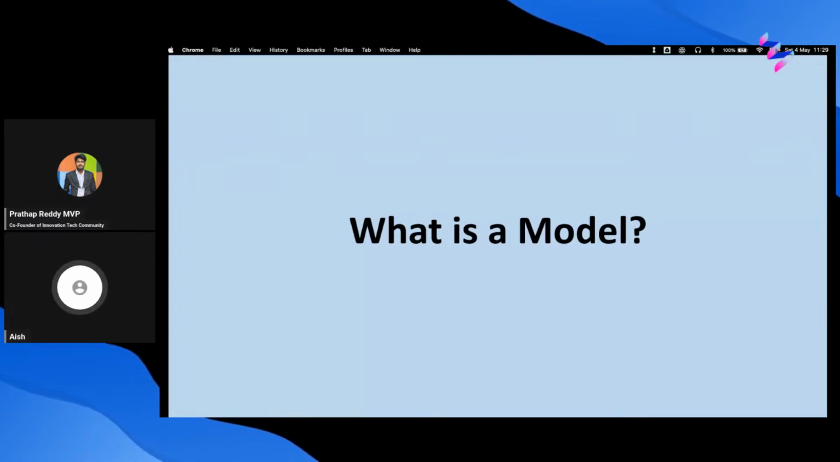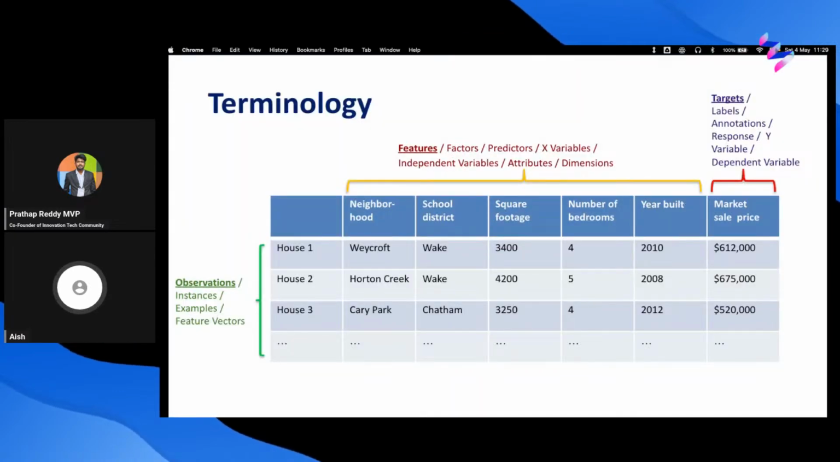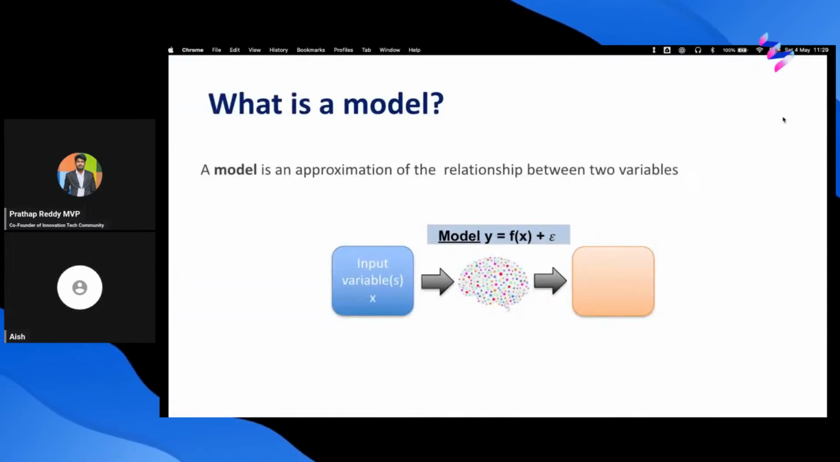So now let's see what a model is. What is an ML model? Please remember this information from here: observations, features, and targets. Now let's take a look at what a model is. A model is an approximation of the relationship between two variables. For example, if you have input variables x over here, a model is a function of x plus epsilon. Epsilon is just a constant, so you can ignore it for now, but basically it adjusts for any constant values. In essence, a model is nothing but a function applied on this variable. If you may remember, when we were kids, we used to learn about functions, right?